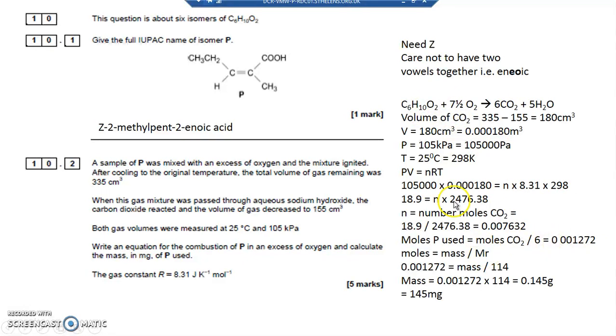Now I've got the number of moles of P, I can work out the MR of P. Every carbon's a 12, every hydrogen's a 1, every oxygen's a 16, and the MR will come out to be 114. So moles is mass divided by MR. I've just worked out the number of moles of P by dividing the number of moles of carbon dioxide by 6. So 0.001272 equals the mass of P divided by 114. Multiplying these two numbers together gives 0.145 grams, except finally it wants it in milligrams. A large unit goes down into a smaller unit and is multiplied by 1,000: 145 milligrams.